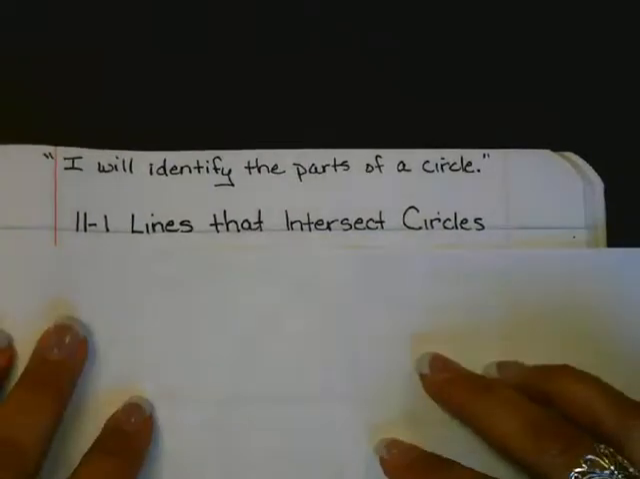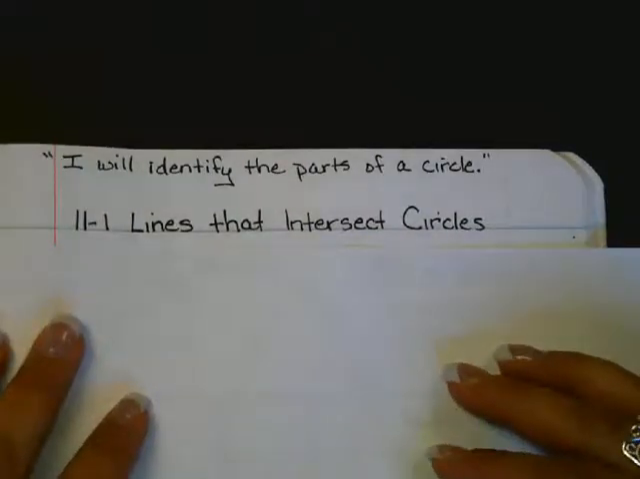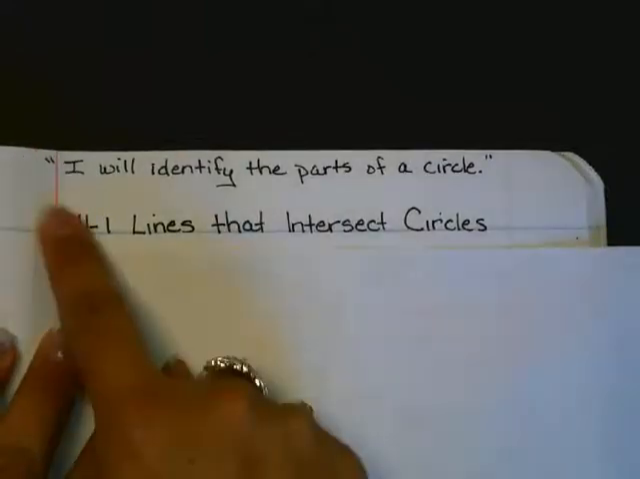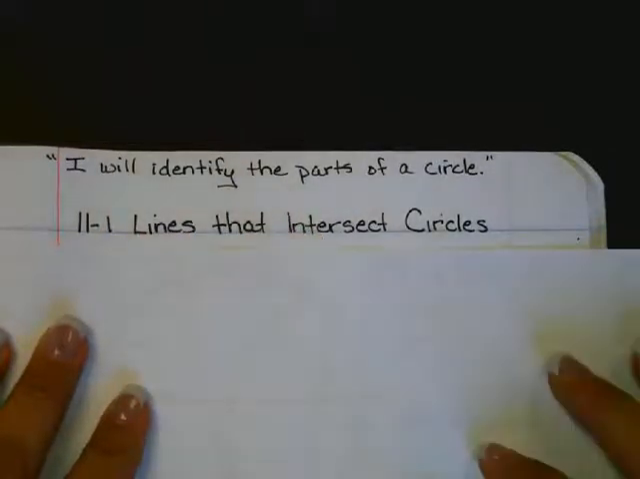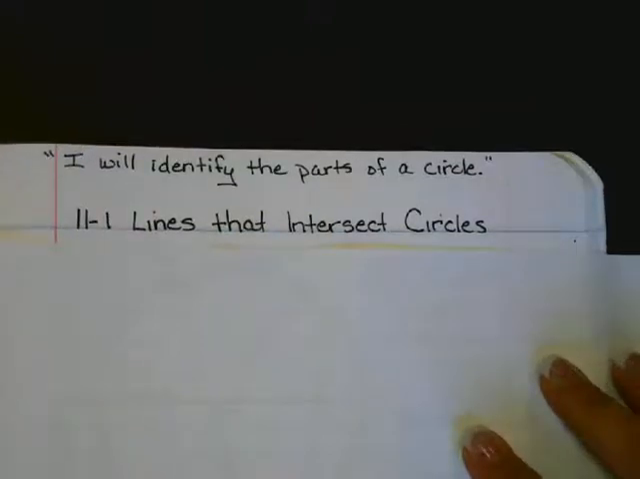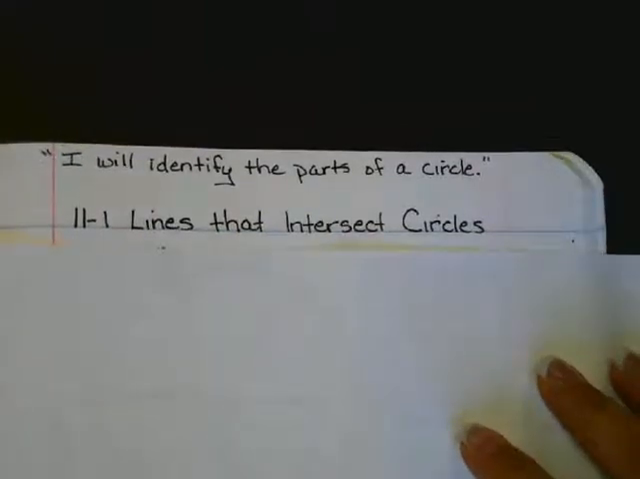So we're starting with section 1 today, which is lines that intersect circles. So your I will statement for today will be I will identify the parts of a circle. Okay? So what you want to do is make sure that you have your notebook with you, that you have some sticky notes with you, if at all possible, and that you are ready to go. All right, so pause me if you need to in order to get started and set up.